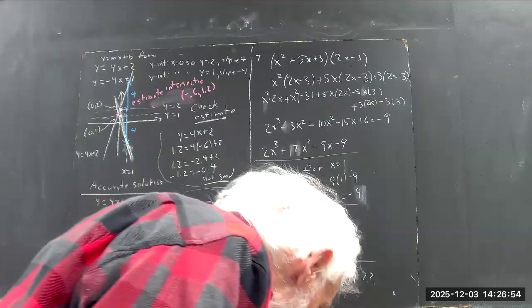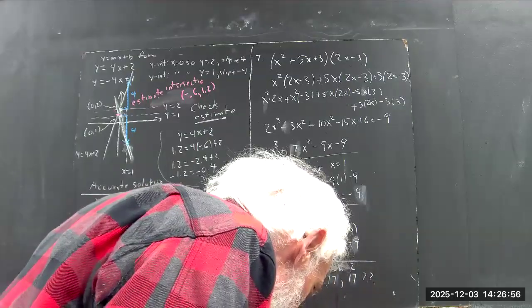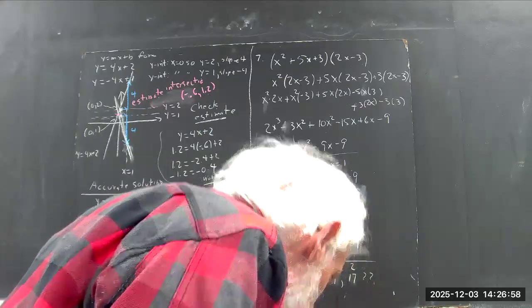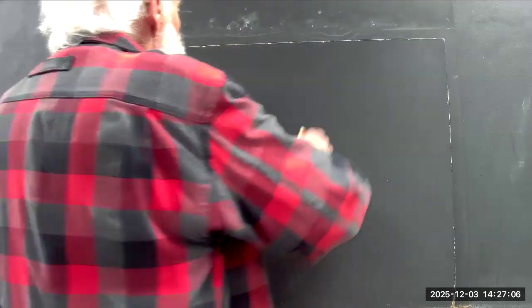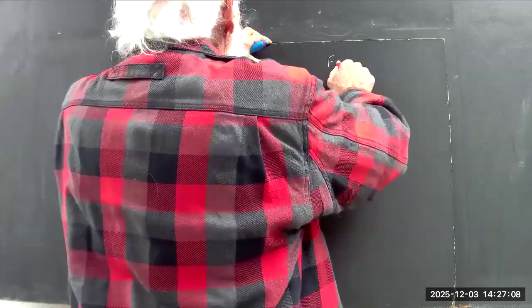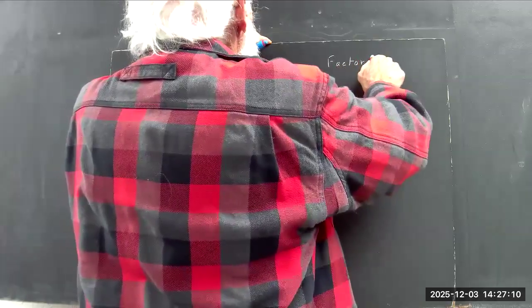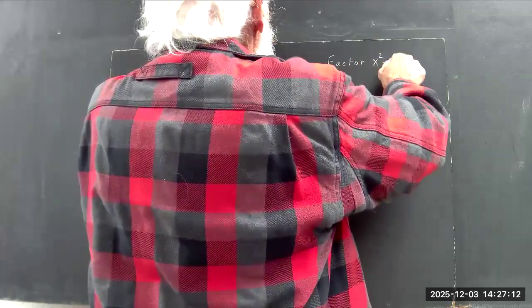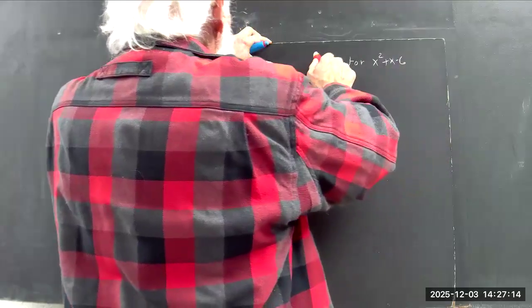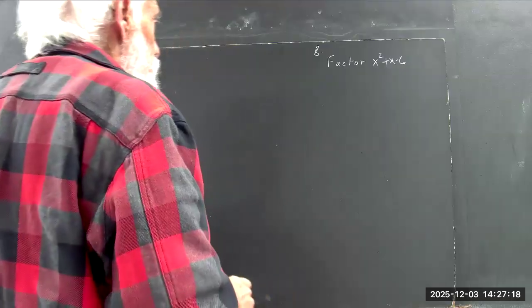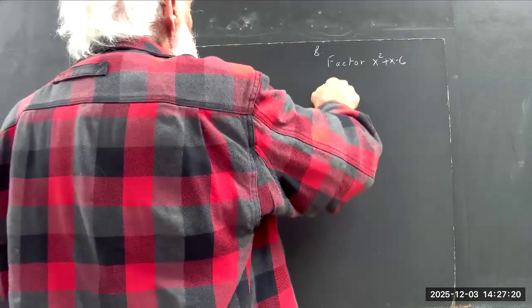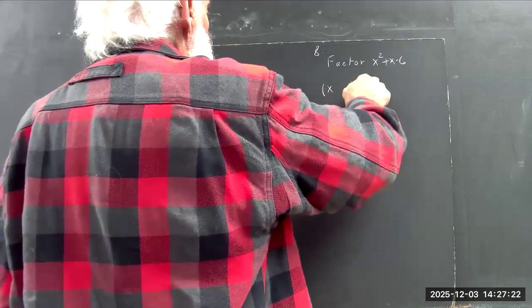Now, we want to factor. X squared plus x minus 6 is number 8 out of 9. Okay. Well, we can do it by trial and error.